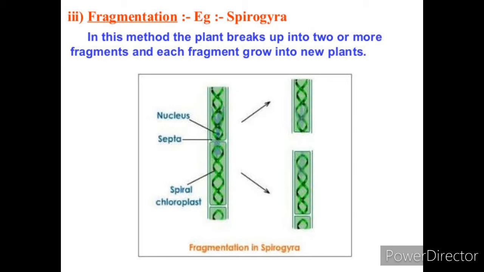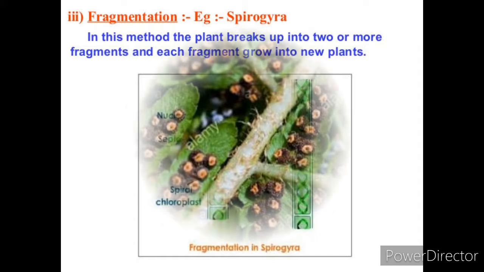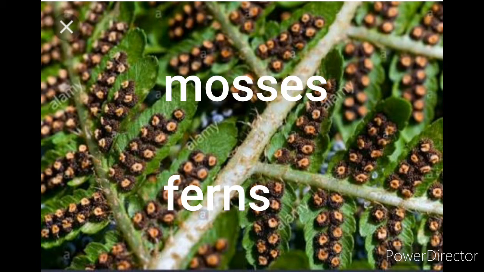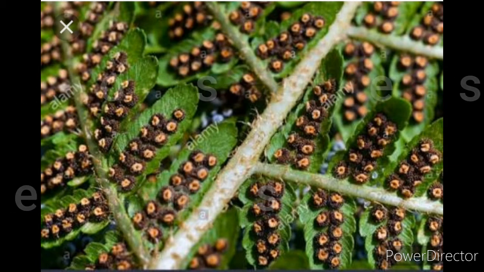Next is spore formation. It is commonly seen in plants like mosses and ferns, which bear spores on the underside of the leaves. The spores are light in weight and are carried away by wind, water, and even by insects to different places. Once they reach suitable conditions for growth, the spores germinate, giving rise to a new plant.